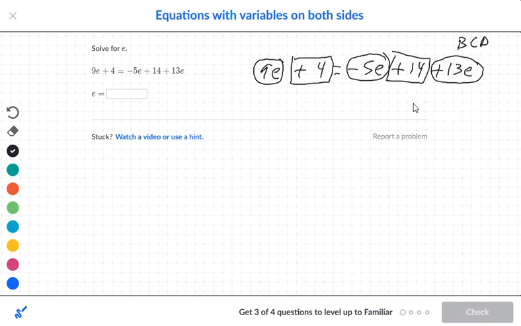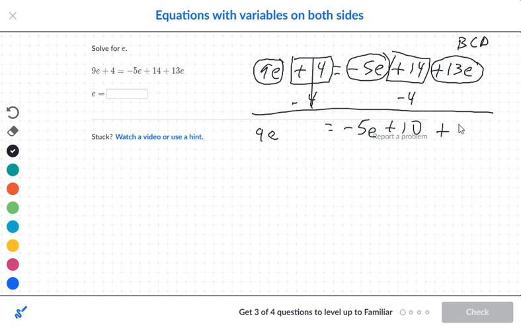We want to do our boxes first, because with the BCD rule, we do the boxes first. A little sub rule I have within the boxes is always use the smaller number. So 4 is smaller than 14, so we're going to move the 4. Only work with the boxes. So only a box gets a negative 4. We get 9E, this is gone, is equal to a negative 5E. Now a positive 14 and a negative 4 is a positive 10 plus 13E.